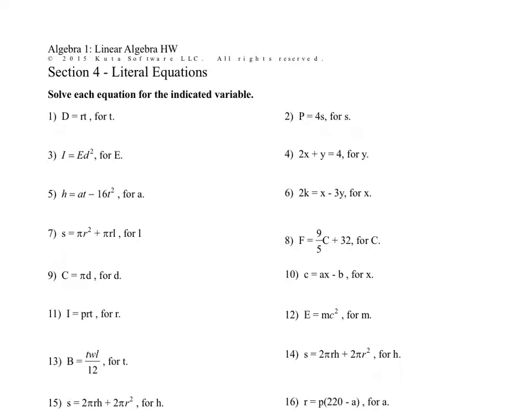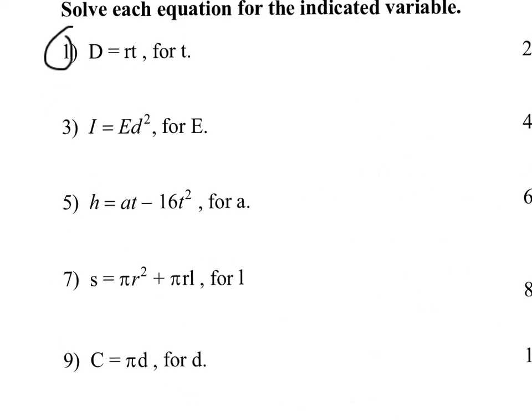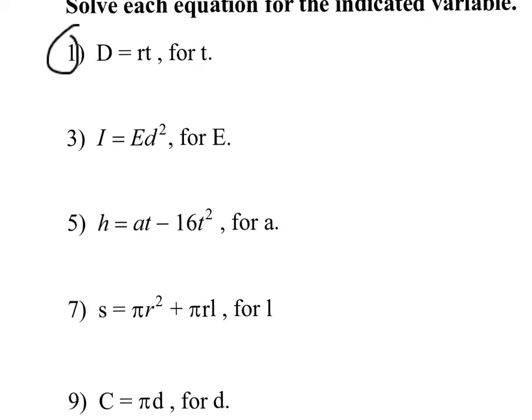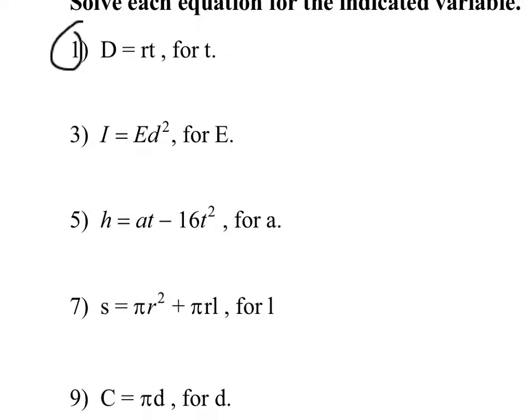Section 4, literal equations. Literal equations means you have an equation with more than one variable, and we have many of those. Usually it's x and y, but we have many formulas in science and so on that deal with more than just two variables. In which case we have to have the ability to solve for the one that is desired.